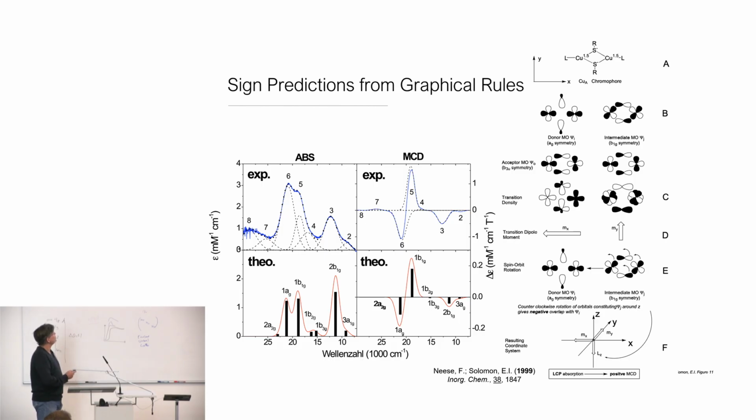So for example, in this spectrum that is at copper side, you have this very intense pseudo-A term here that is coming from a set of transitions that is orthogonally polarized. One of them is X polarized and one of them is Y polarized. And by spin orbit coupling, you get then this effective transition moment product of MXY that is unequal 0. You can also predict the sign of the MCD.